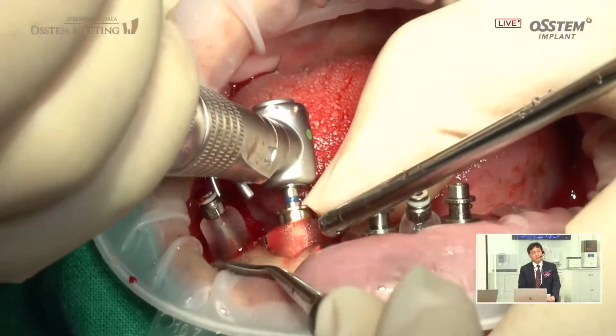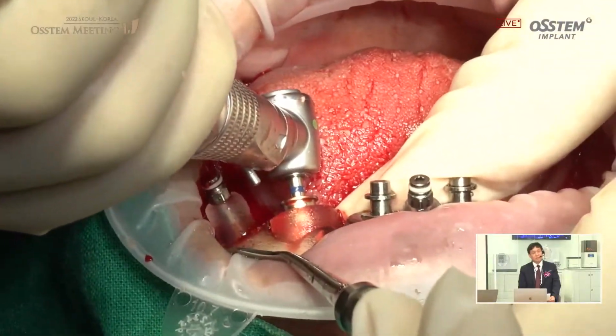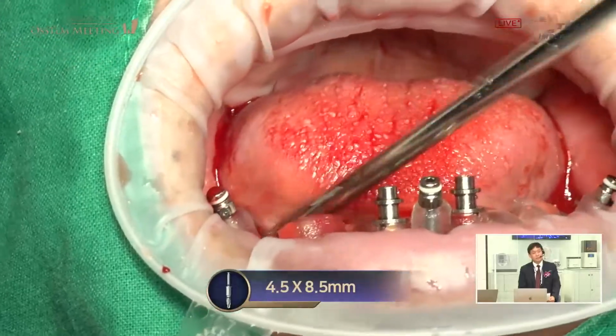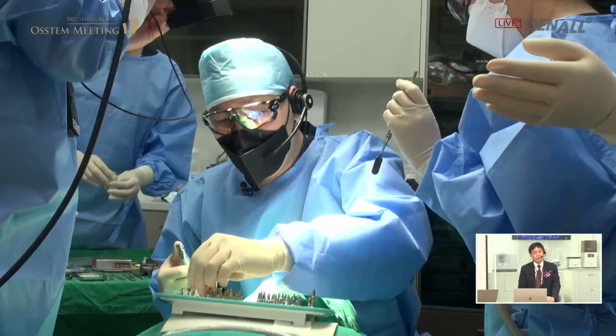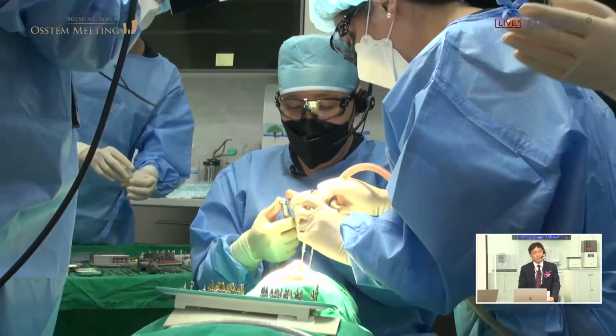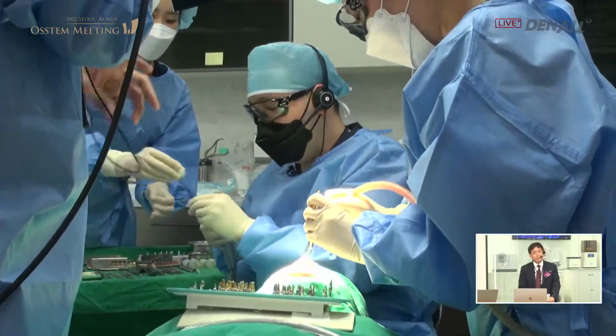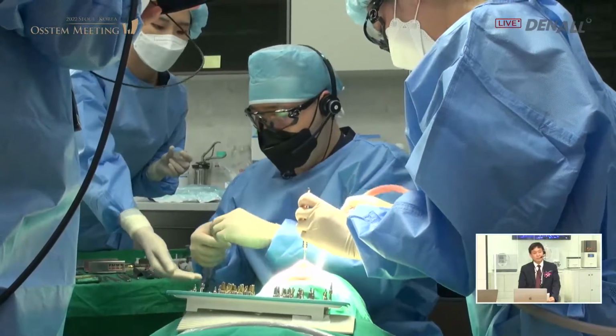When you have doubts about primary stability, you can forego the final drill to get primary stability. That's one of the options we have to get primary stability.